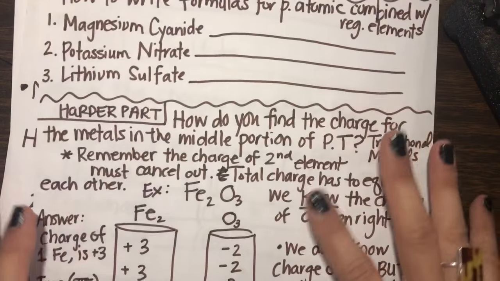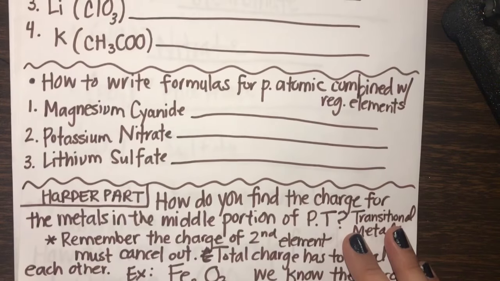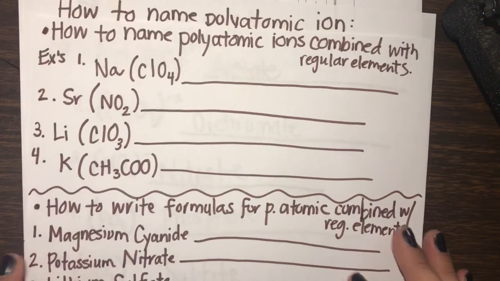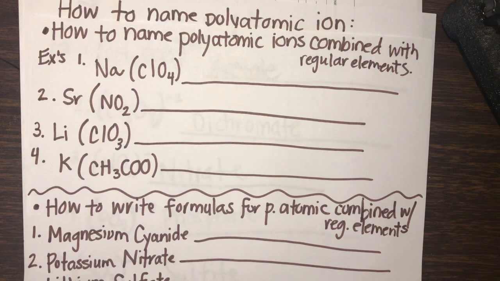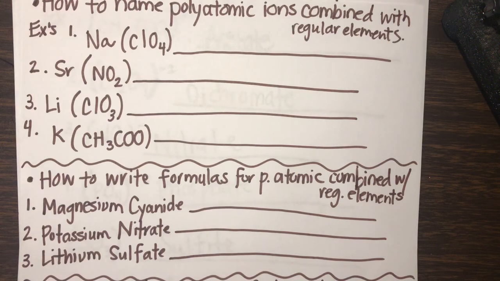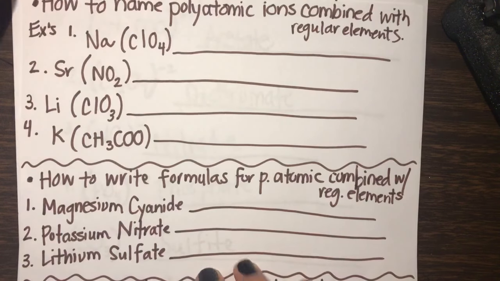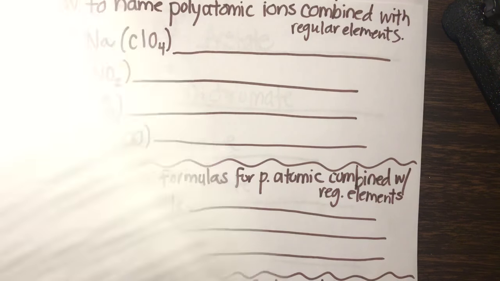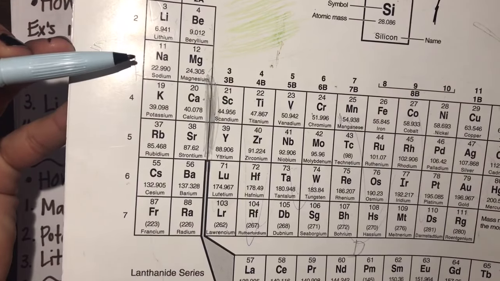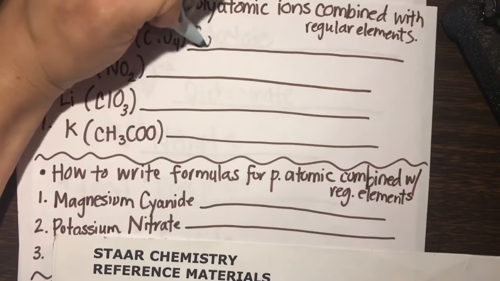Again, I don't want this to be long because I want you guys to have plenty of time to work on your worksheet. So this top portion says how to name polyatomic ions combined with regular elements of the periodic table. So sodium, Na, you would find it on the regular side of the periodic table. So on this side you flip back and forth. Na's right here and it's sodium. So you would just write down sodium.